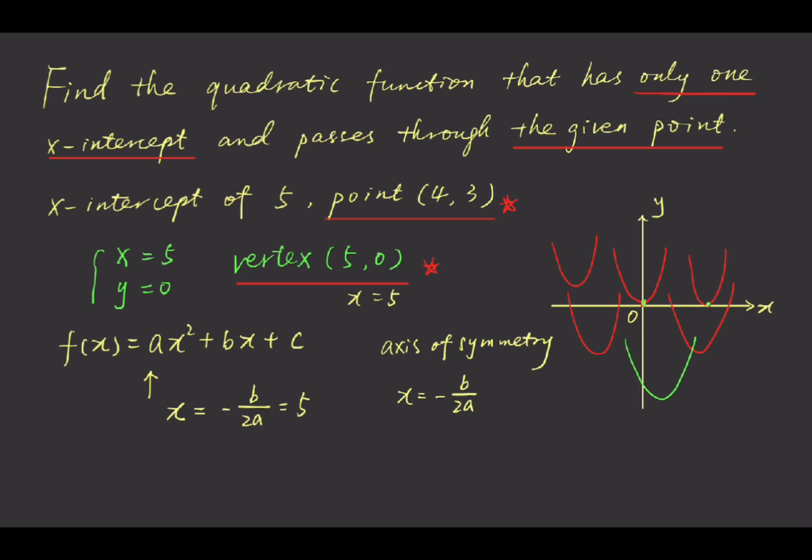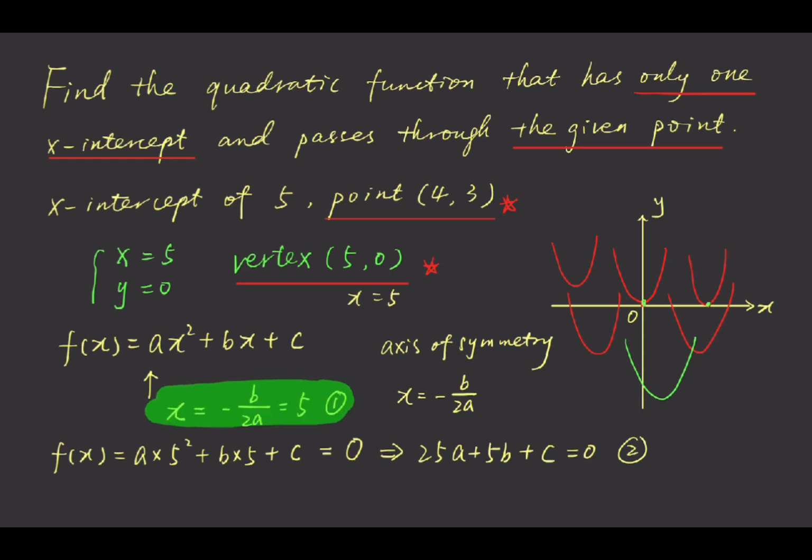If x equals 5, f(x) equals a times 5 squared plus b times 5 plus c, and it should equal 0. So we get 25a plus 5b plus c equals 0. This is the first equation, and this is the second equation. We mark them, this one and this one.